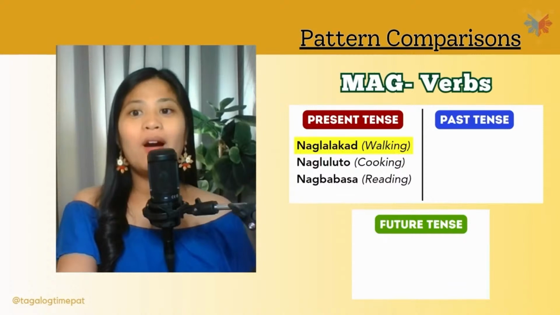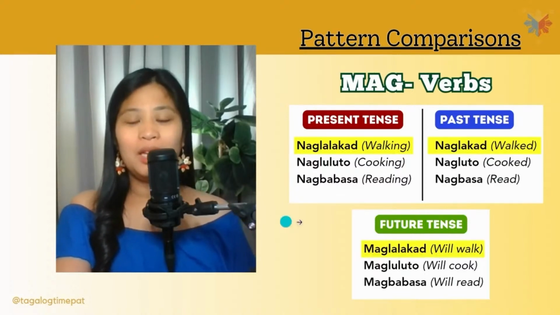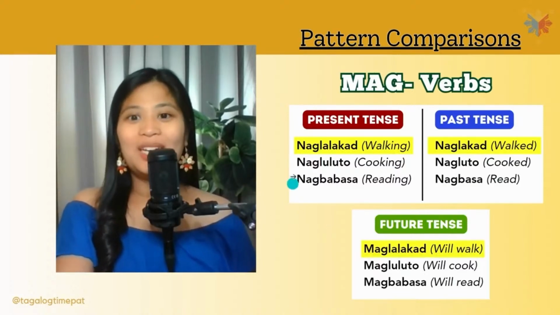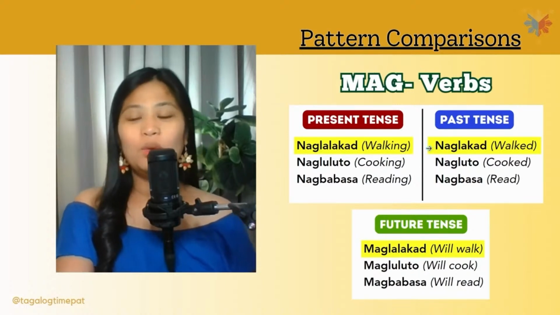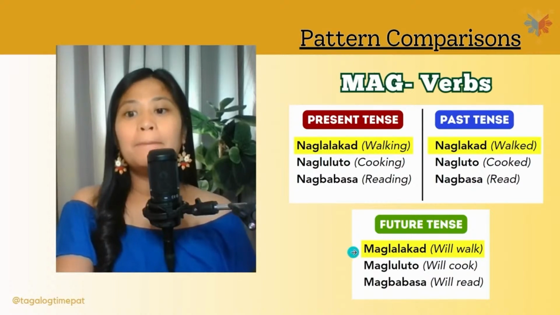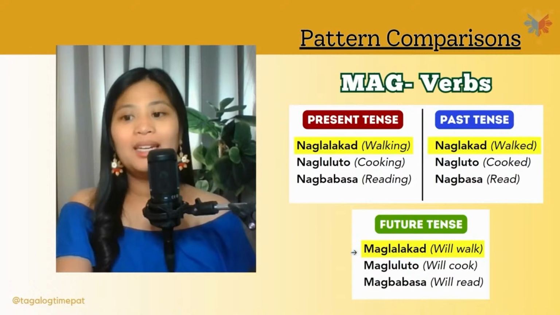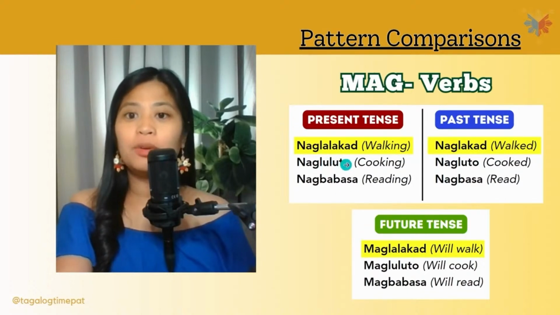So let's compare all of these tenses together. And let's just take a look at the highlighted ones. So in the present tense, to walk, it is naglalakad. That means walking. In the past tense, to walk is naglakad, walked. In the future tense, it's maglalakad. That is will walk.